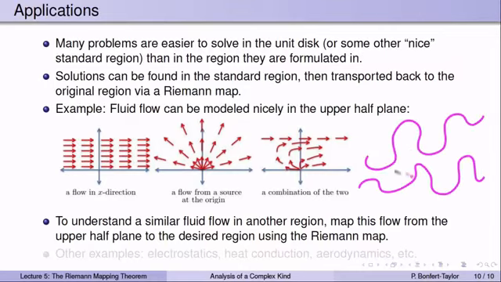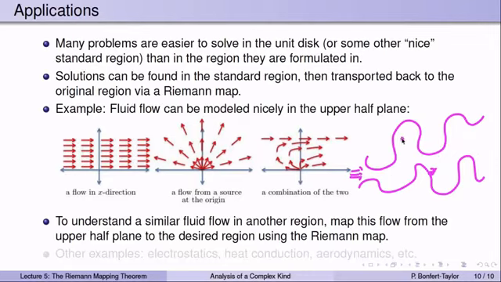So suppose we had a river that looked like this, and we knew water was flowing into the river from here, but there was also a source of pollution maybe coming in here, and you wanted to track where things are going. That would be pretty difficult to model. However, you could map this river using a Riemann map onto the upper half plane, model the flow right there, and then transport the flow back to the river using a Riemann map.